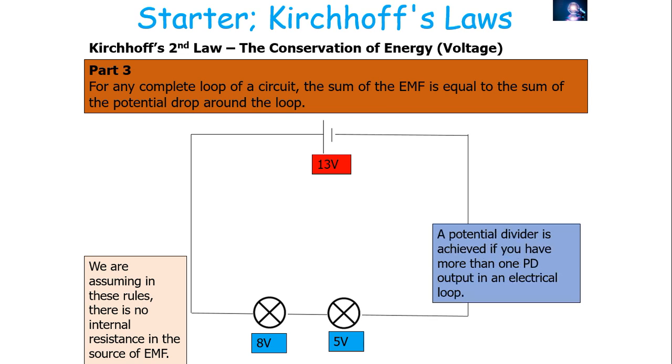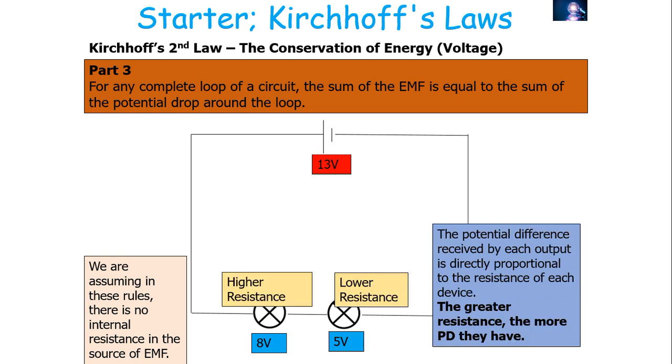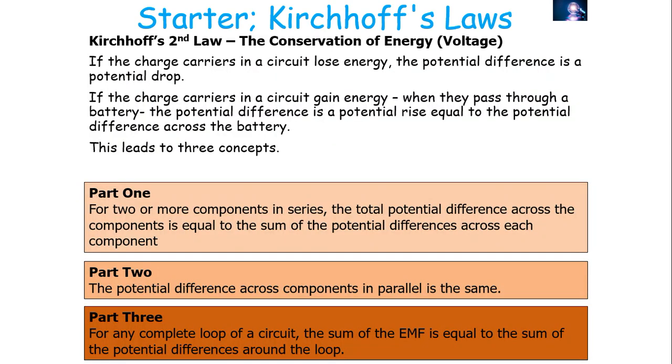A potential divider is achieved if you have more than one PD output in an electrical loop, because it will split or divide your potential difference between more than one output. Now, like we said before, the split does not have to be equal. The higher the resistance, the greater the potential difference it takes. So 3 times as much resistance, 3 times as much potential difference.